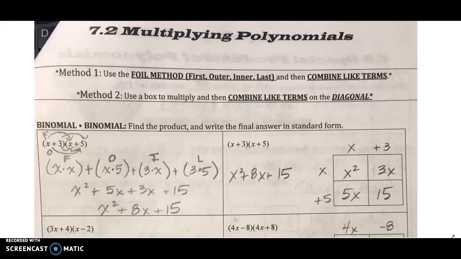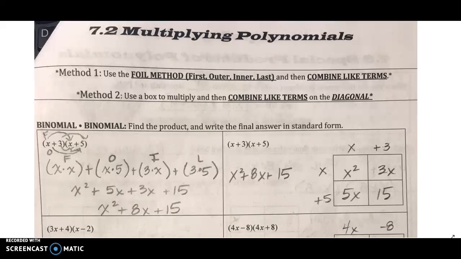So F stands for first. So we're going to multiply our first two terms together. So you're going to do x times x. O stands for outer, so you'll do your outer terms, x times 5. I stands for inner, so that's 3 times x. And L stands for last, so 3 times 5. And then you just add all of those together. Notice they're all combined by addition, or just pay attention to signs that precede the numbers.